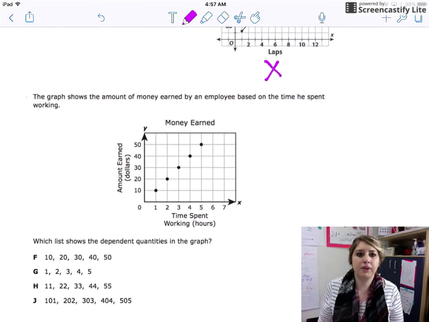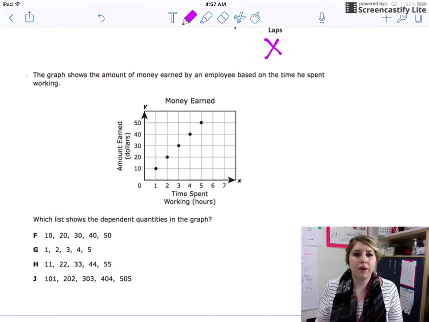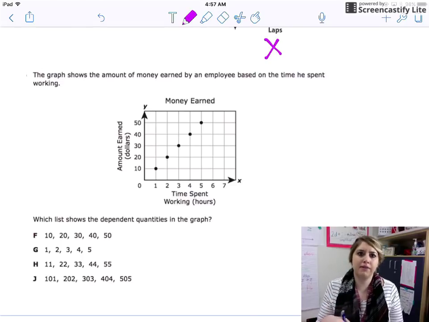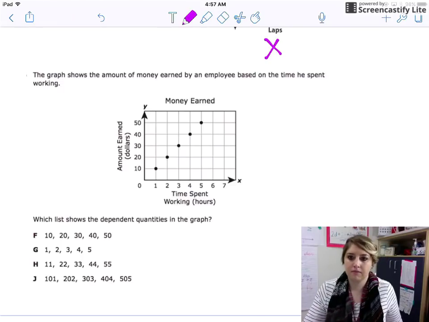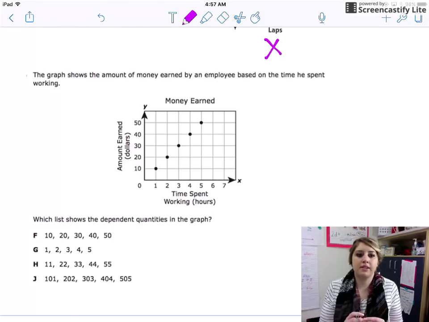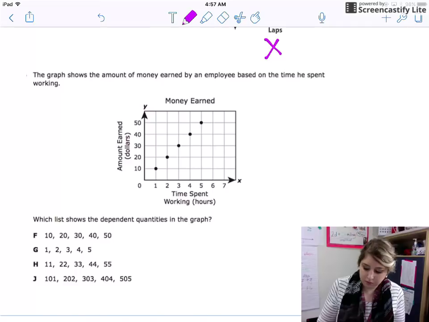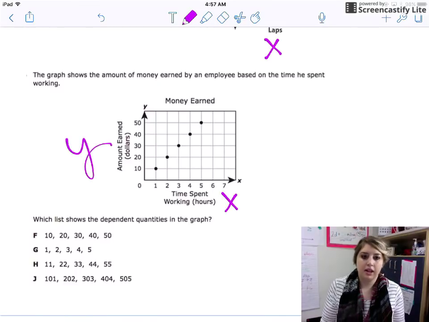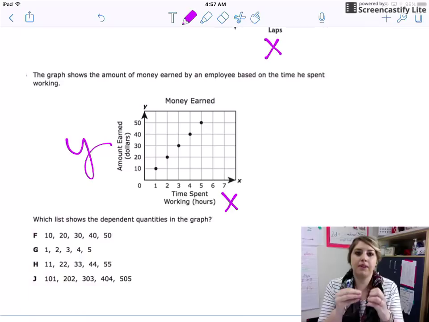Okay, I want you to read this next one. Try it yourself, pause the video, and then I will come back and give you a hint. But try it first by yourself. Okay, so this one is asking for our dependent quantities. But it doesn't say something like amount earned. We know x, we know y, but it doesn't give us just something that it says.